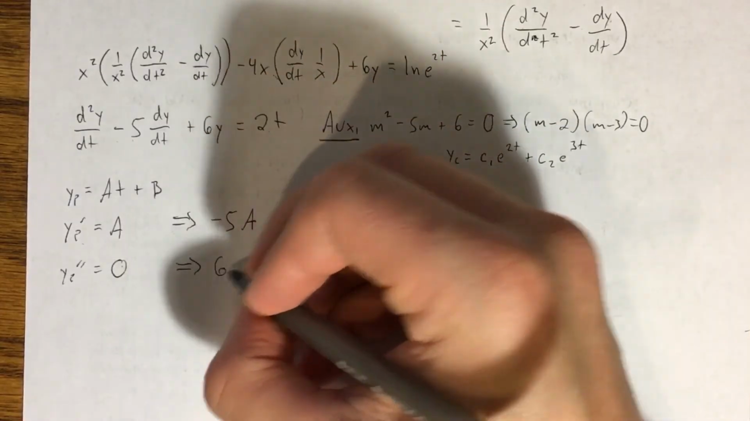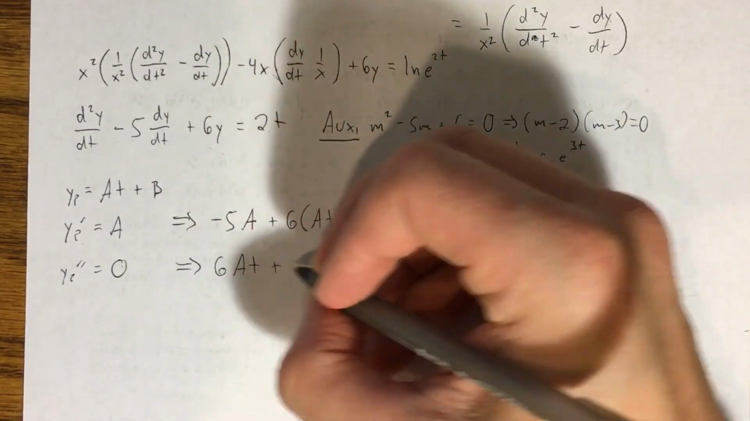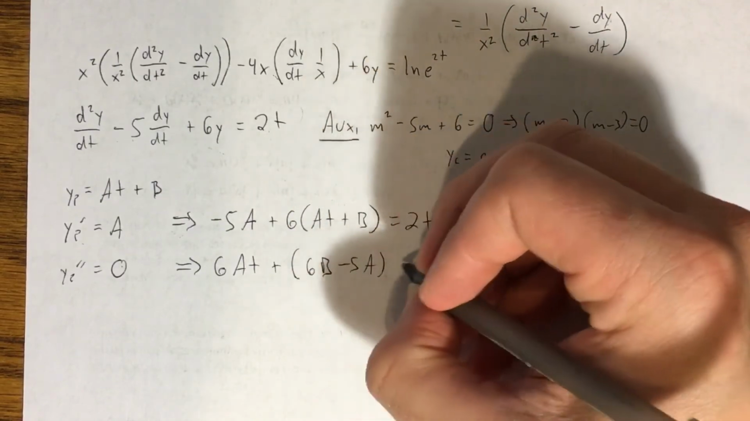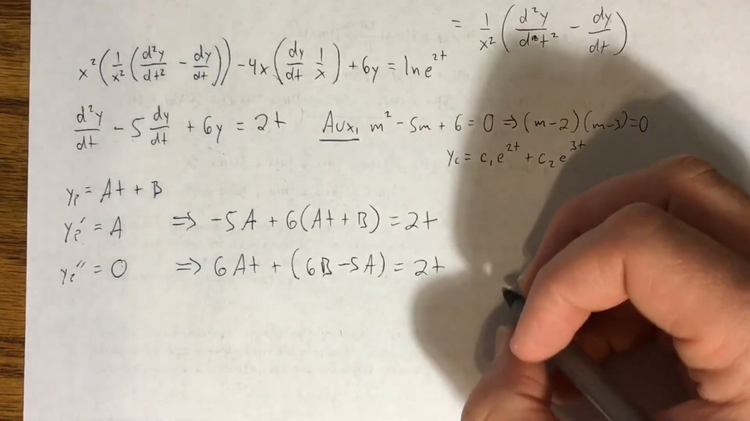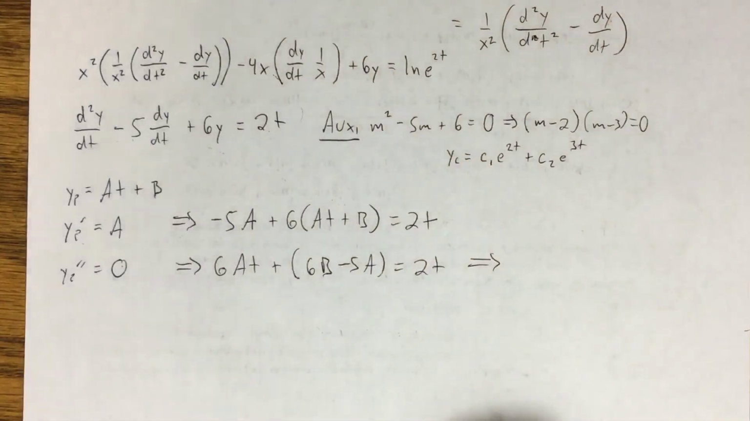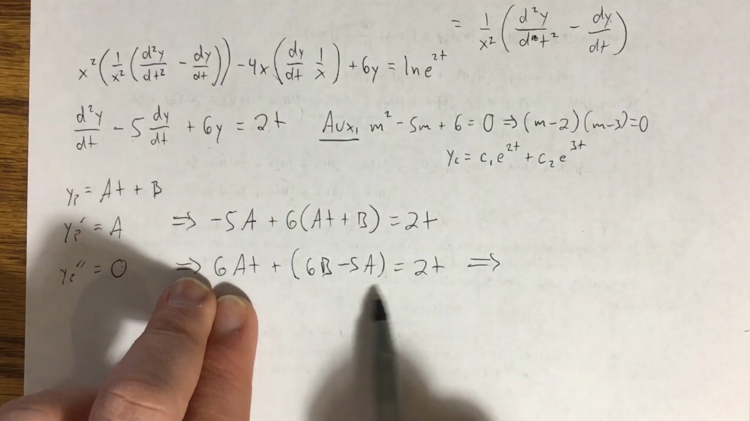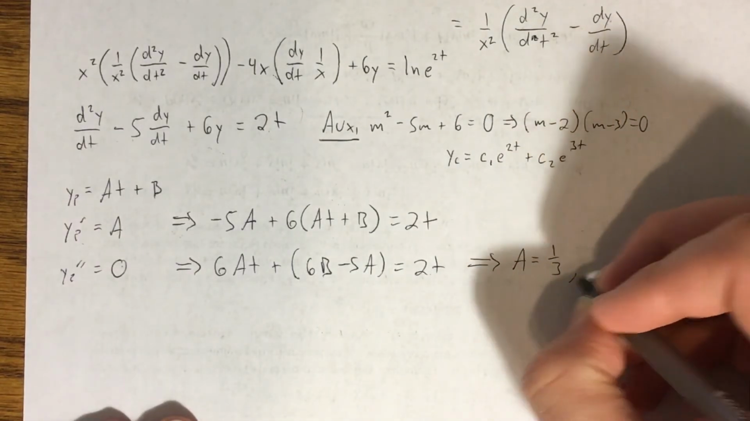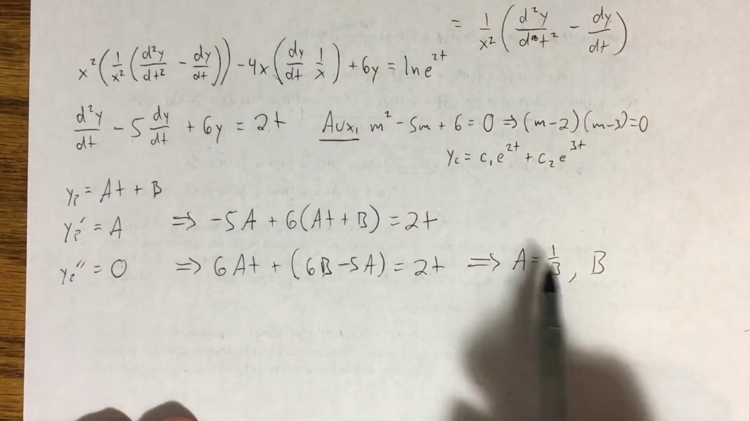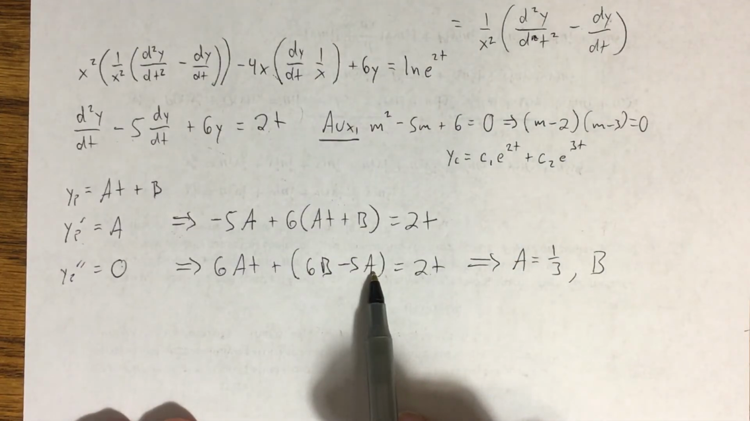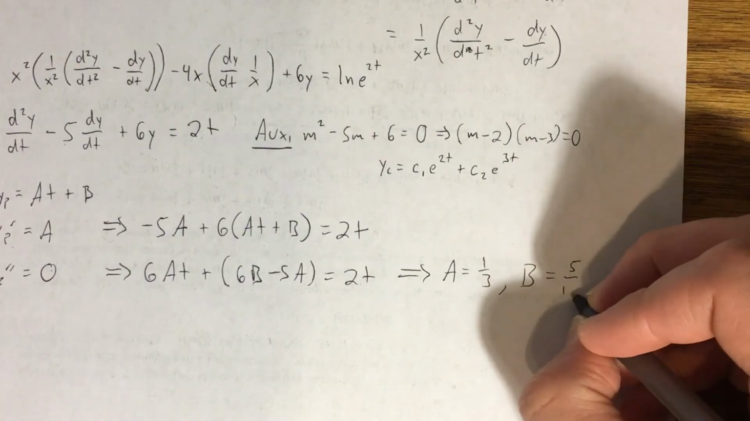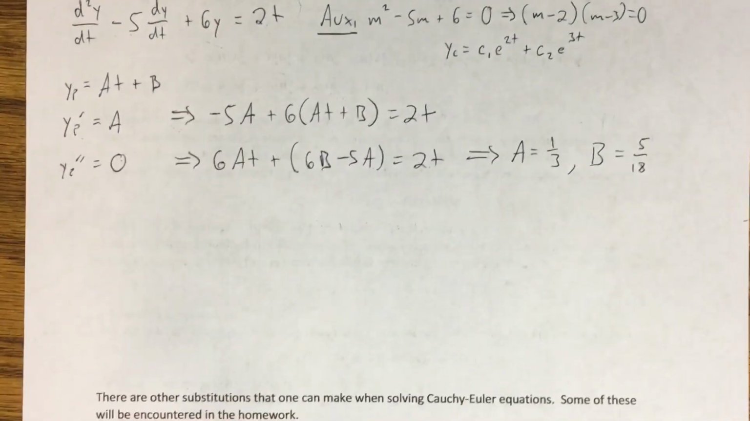Rearrange some of these terms: 6at plus 6b minus 5a equals 2t. Then we solve for our coefficients by equating them. So 6a should equal 2. That means a is going to equal 1/3. And then to solve for b, I would take 1/3, plug that in for a right there, and use that to solve for b, which in this case, if you do the algebra, comes out to 5/18 in the end. Okay?